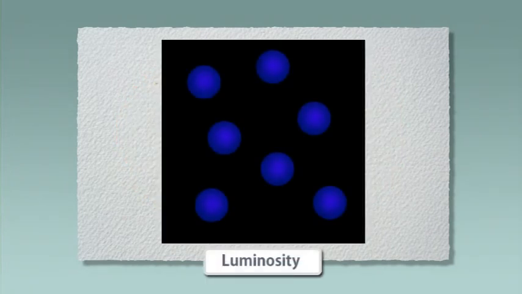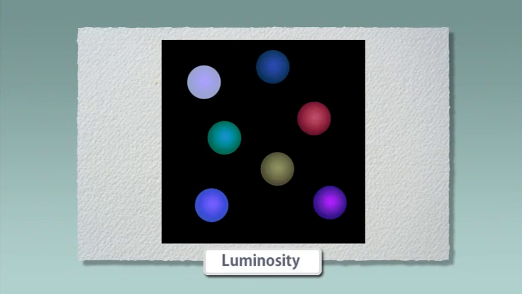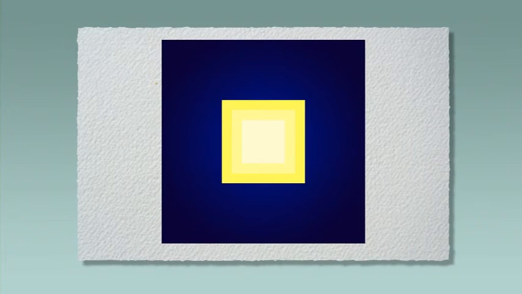Luminosity is a colour's ability to appear to glow, and it depends very much on value and surrounding colours. Black has no luminosity, and white is perhaps the most luminous colour of all. The luminosity of yellow increases when we add white, and increases even more when we change the background to a complementary colour.